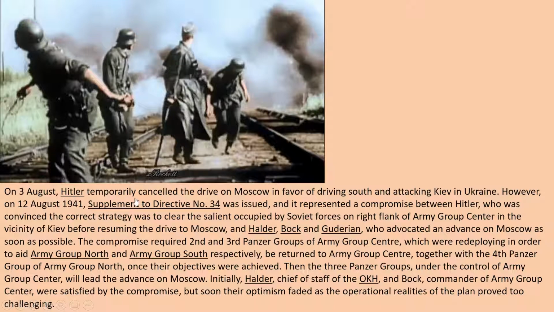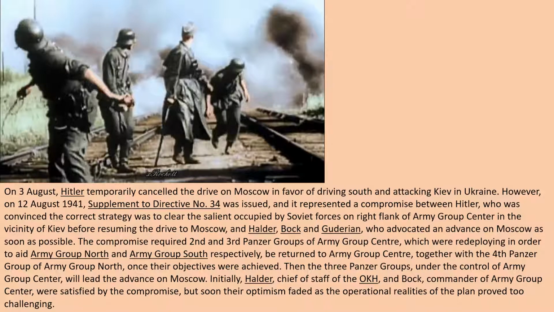So on August 3rd, Hitler temporarily canceled the drive on Moscow in favor of driving south and attacking Kiev in Ukraine. It was temporarily held. So of course they needed the help from Army Group Center and Army Group South to push in and take Kiev as a bastion. And it was a big kick in the teeth for the Soviets. In favor of driving south and attacking in Ukraine, this led to the possibility of attacking Moscow and pushing forward into Moscow as well, as the momentum of the Soviet retreat took further hold.